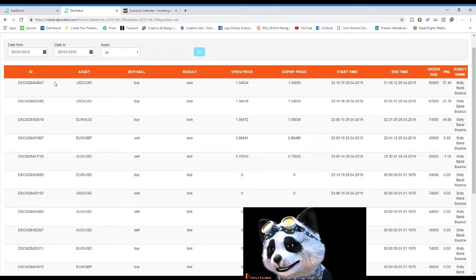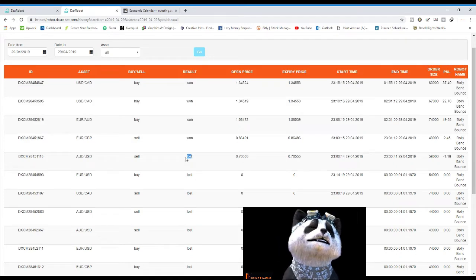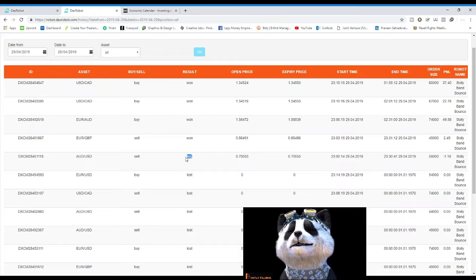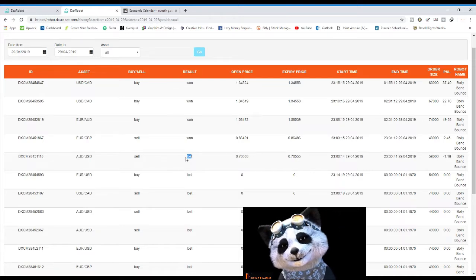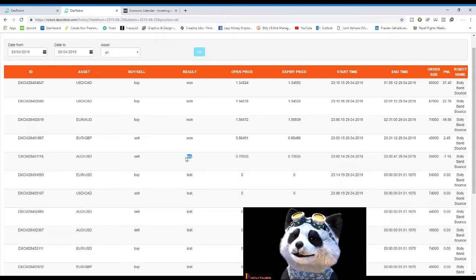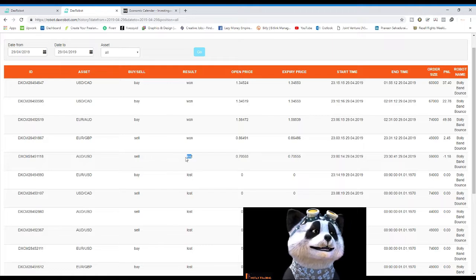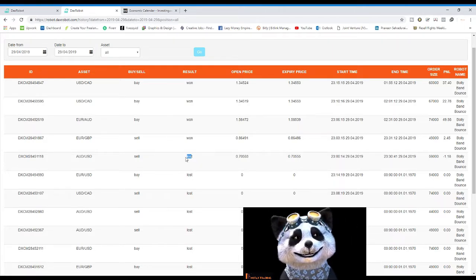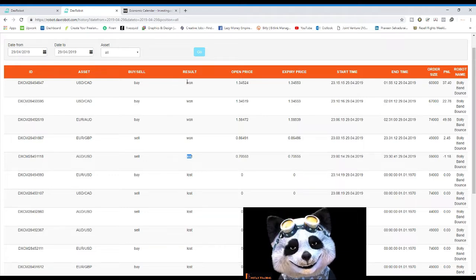As you can see, out of 5 trades, 4 trades are winning trades and 1 trade is a losing trade. When it comes to the winning percentage of the Bolly Band Bounce, it has a very good winning percentage actually, guys. If you see, yesterday was 100%, today is 80%. So I have not reached 60% yet, so it's still very good when it comes to winning percentage.